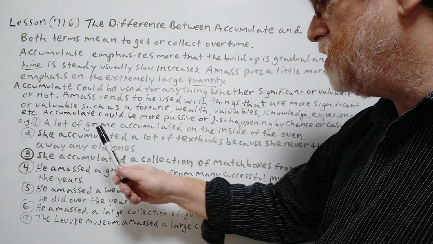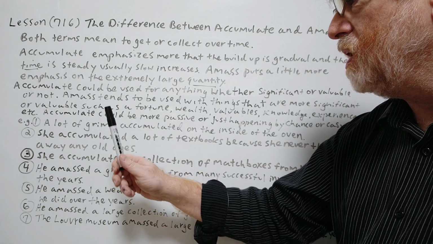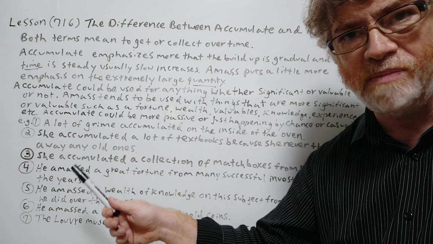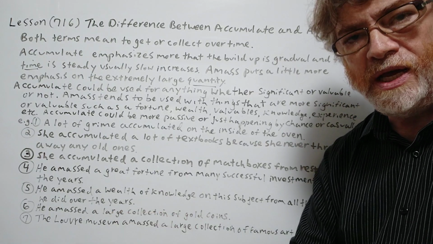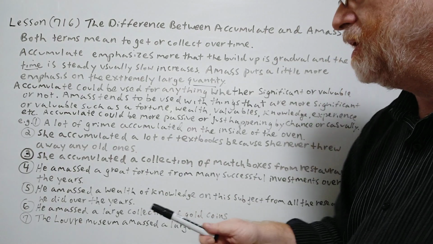All right. Number 2, she accumulated a lot of textbooks because she never threw away any old ones. So she just didn't throw them away, and they just kind of built up over time. Again, the textbooks themselves were probably not really that valuable. So again, you're probably a little bit more likely to use accumulate here than amass.